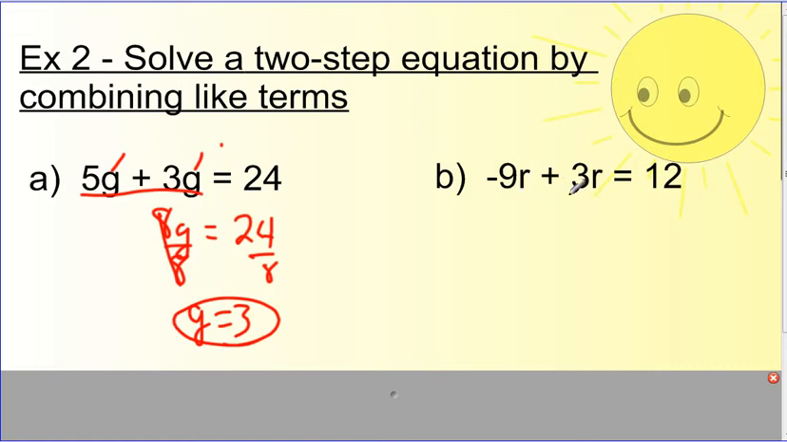Letter B. Well, I've got negative 9r and a positive 3r. A negative 9 and a positive 3. If I combine those two things together, it gives me a negative 6r. So I combined like terms, negative 6r. So that's negative 6 times r. So I'm going to divide by negative 6 to get rid of the multiply. Divide by negative 6. These cancel. And r equals negative 2.